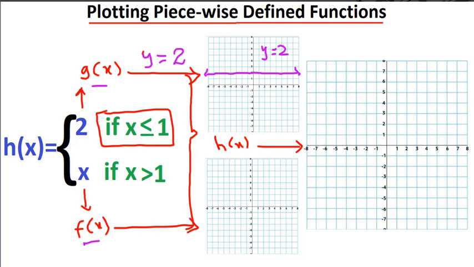Now we will move towards f of x, that is h of x equals x. You can also write it as y equals x, just like we have written y equals 2 in here. So y equals x means if y is 1, x will also be 1. If y is 2, x will also be 2. And if y is 0, then x will also be 0. It means x and y have the same values.